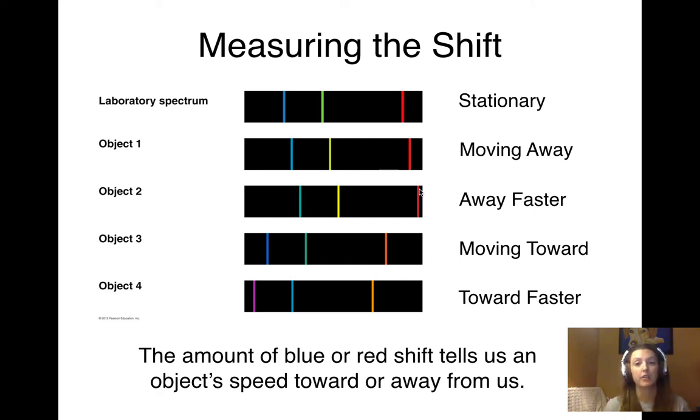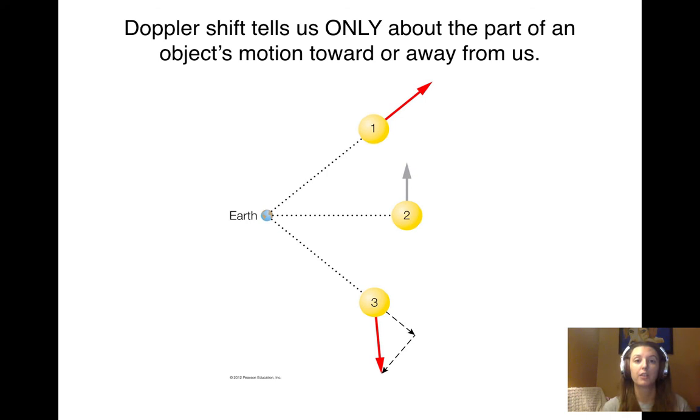But there's one caveat to this, and that caveat is that we can only detect the amount of speed or motion of the object if it's moving exactly towards or away from us. And what this means is if we are looking at object 1, and object 1 is moving along this red line here, and I measure its Doppler shift, then I know exactly how fast that object is moving, because it's moving directly away from us here on Earth. But if I were to take a look at object 2, it is moving along this gray arrow here. That's not moving towards us or away from us. So I actually wouldn't detect a shift at all for object 2.